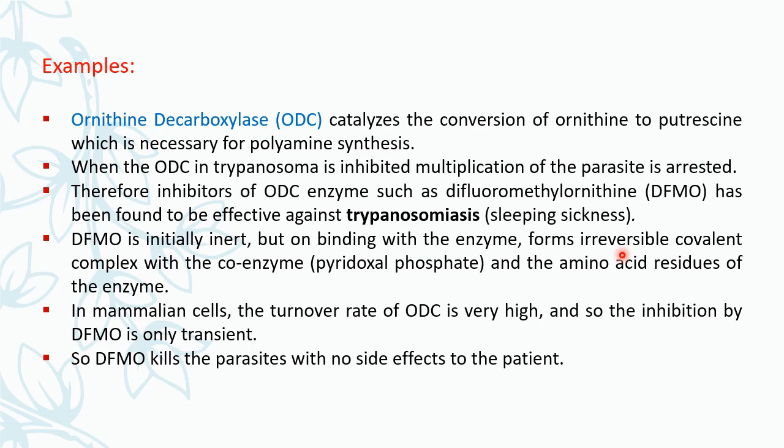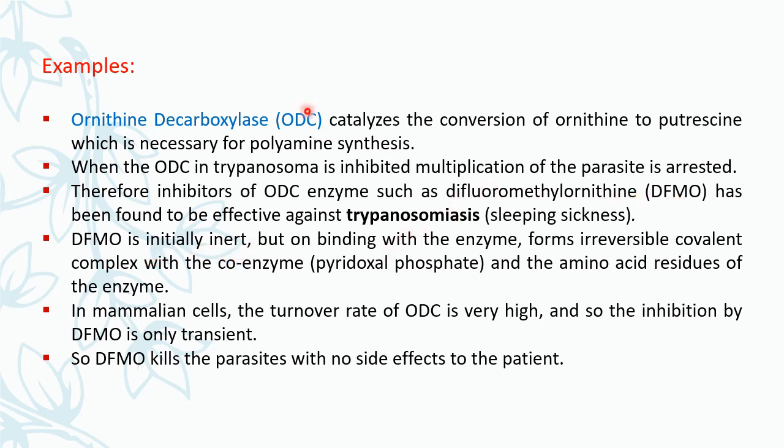For multiplication of the parasitic cell, one thing is very important, that is conversion of ornithine to putrescine, that means polyamine. Polyamine synthesis is very important for multiplication of parasites like Trypanosoma. And for this formation of polyamine, one enzyme is very important, that is ornithine decarboxylase. Okay, now what happened, this DFMO, difluoromethyl ornithine, initially remains inert.